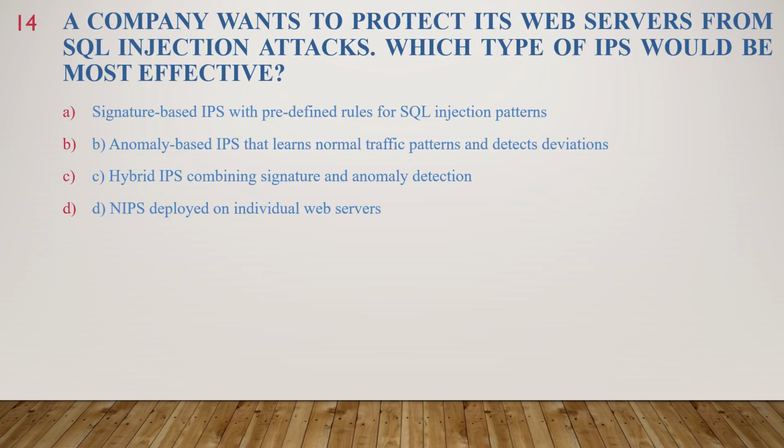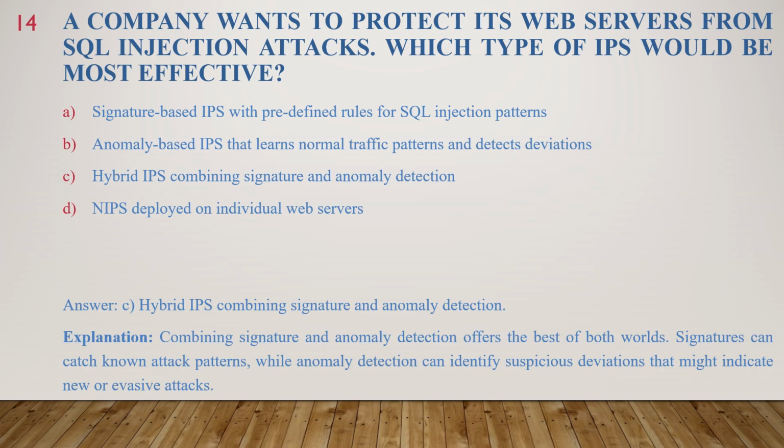Question number 14. A company wants to protect its web servers from SQL injection attacks. Which type of IPS would be most effective? A. Signature-based IPS with predefined rules for SQL injection patterns. B. Anomaly-based IPS that learns normal traffic patterns and detects deviations. C. Hybrid IPS combining signature and anomaly detection. D. NIPS deployed on individual web servers.